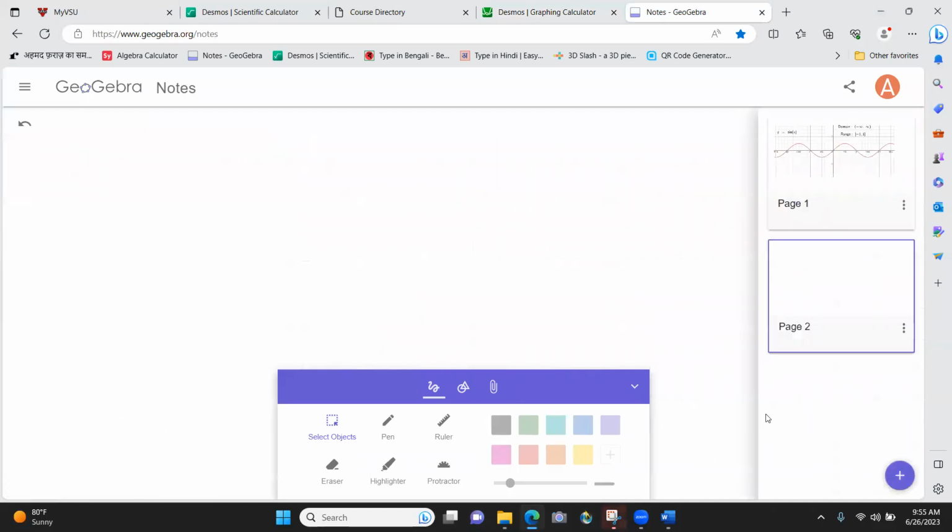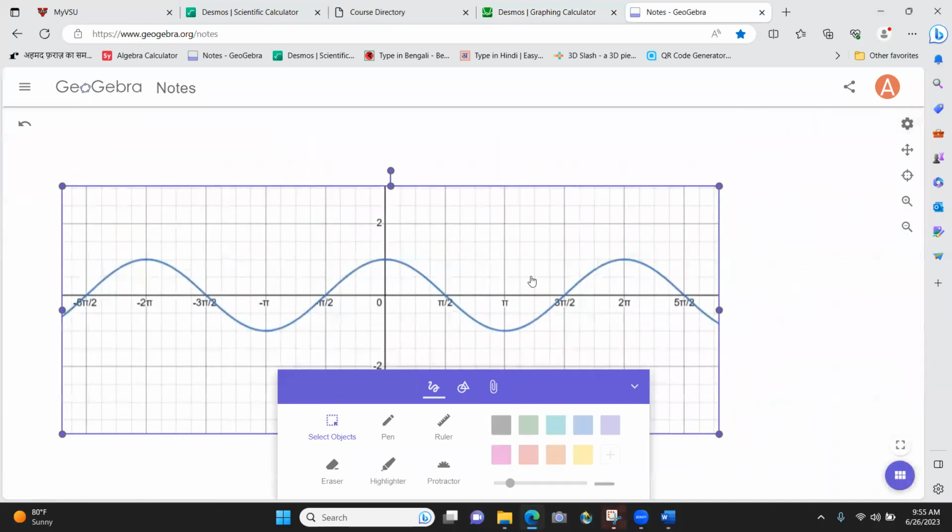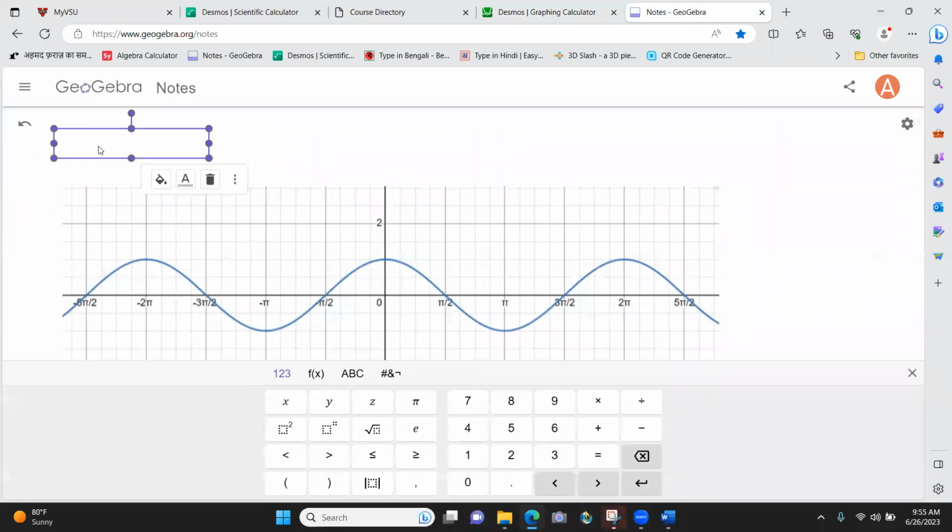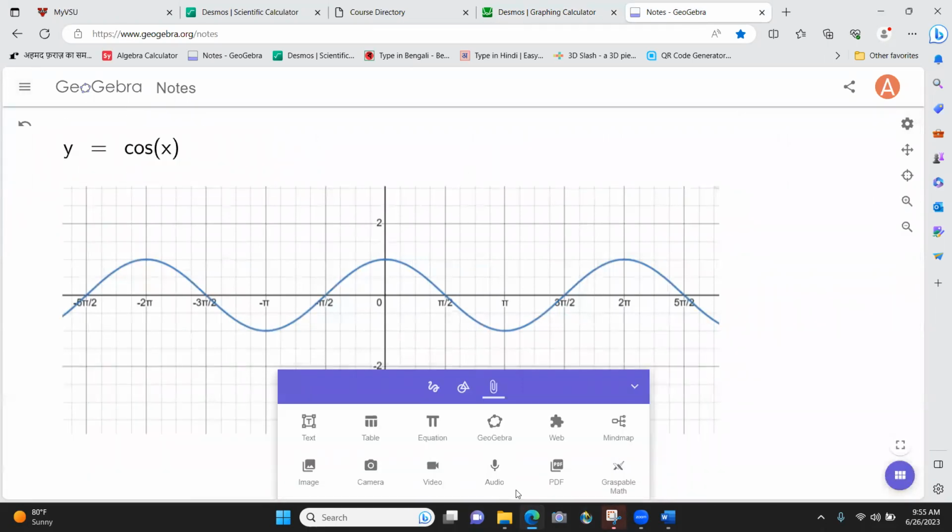Tell you what I mean. So here, this is the graph of y is equal to cosine x. Let me check a few points using my calculator.